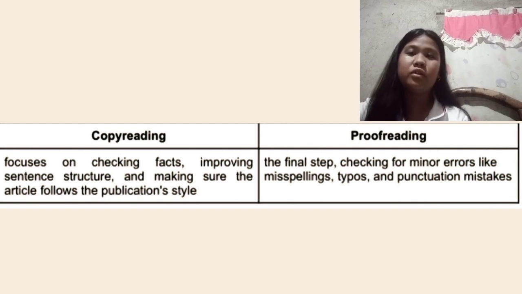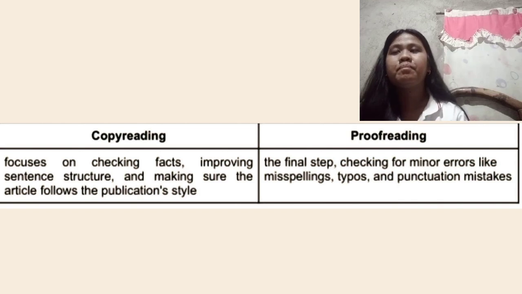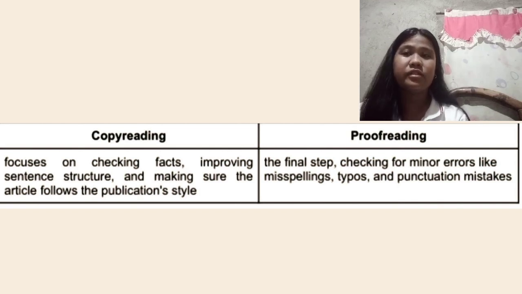Now we are going to talk about proofreading. Proofreading comes after the copy reading. It's the final step before the publication. Here, the focus is on spotting small errors, like typos, misspelled words, missing punctuation marks, or extra spaces. It's like the final polish that makes sure everything is clean and ready for readers.